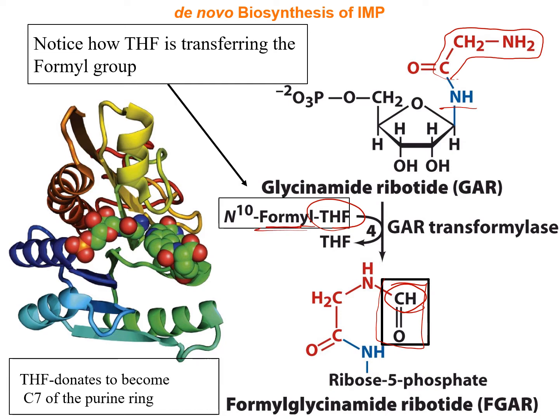So the enzyme that does this is GAR transformylase, and here we have this carbon that's coming from tetrahydrofolate, this NH coming from the amino acid glutamine, and then once again this nitrogen coming from the amino acid glycine. Once again, it's very important when we want to discriminate between purine and pyrimidine biosynthesis that we build this heterocyclic ring on the sugar phosphate moiety.